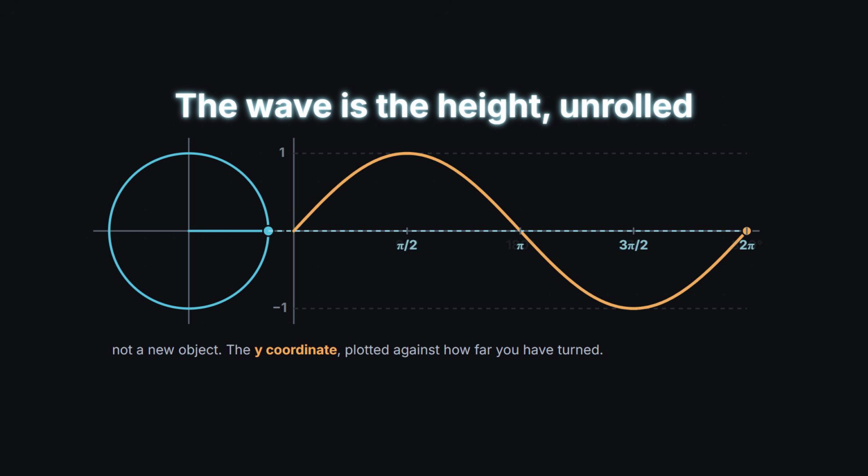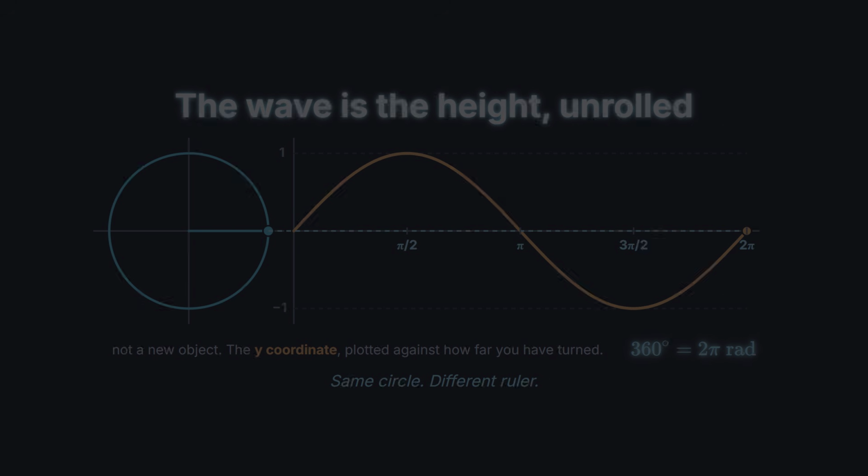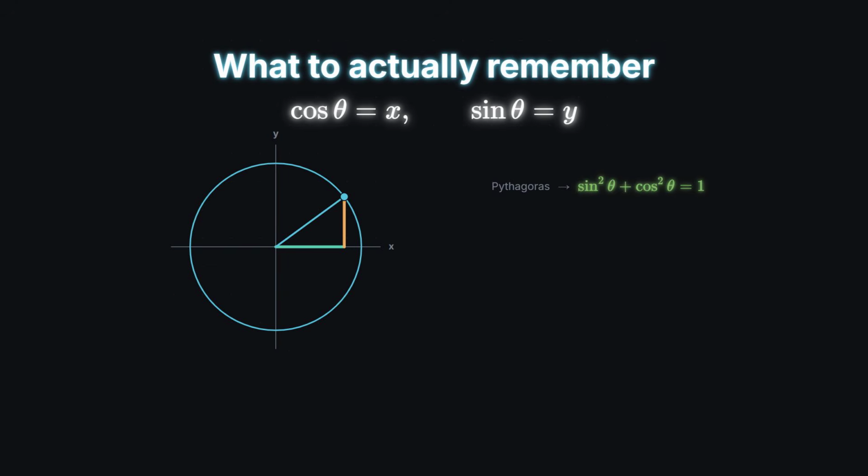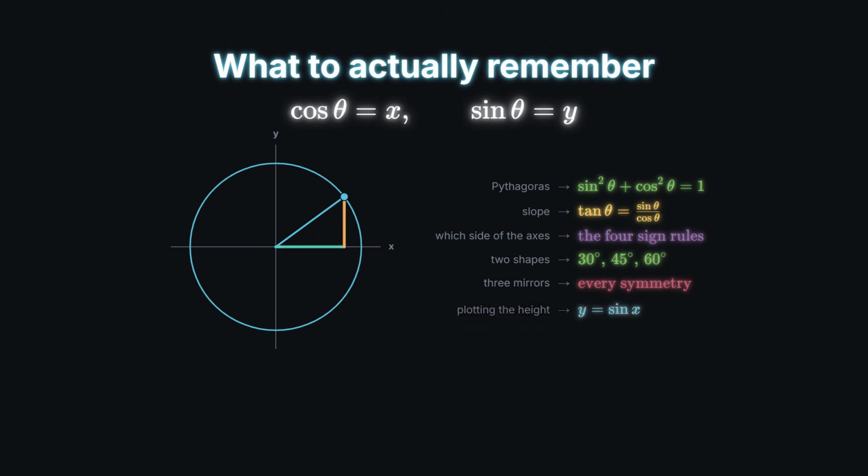And this is where radians usually show up. Once around is 360 degrees, which is 2 pi radians, so the wave repeats every 2 pi. Same circle, different ruler. So here is the whole video in one line. Cosine is the x-coordinate, and sine is the y-coordinate, of a point on a circle of radius 1. Everything else came out of that. Pythagoras gave the squared identity. Slope gave the tangent. Which side of the axis you are on gave the signs. 2 shapes gave the special angles. 3 reflections gave the symmetries. And plotting the height gave the wave.